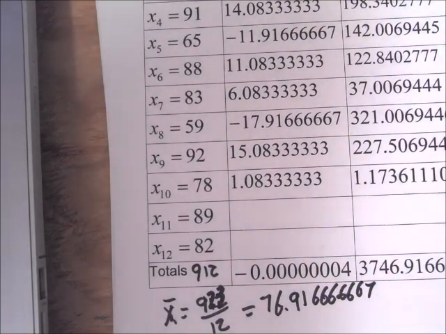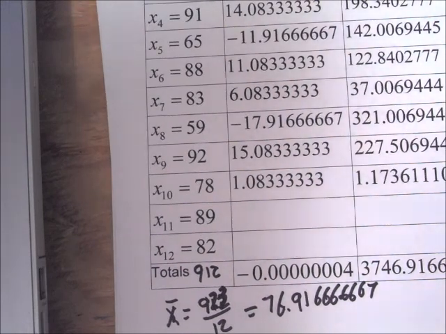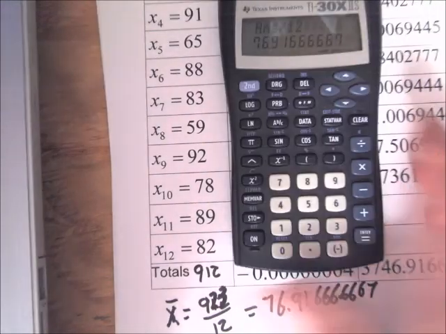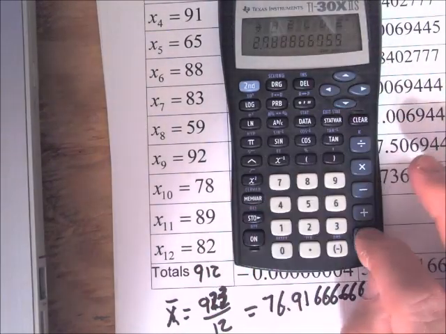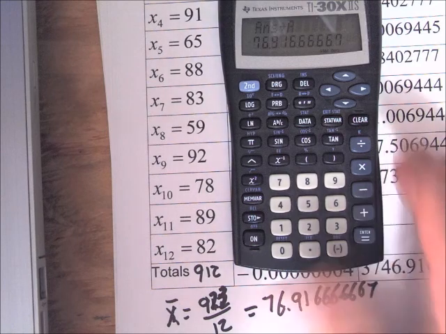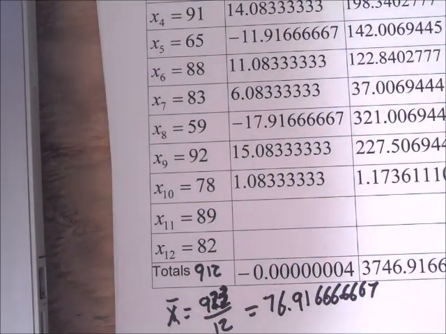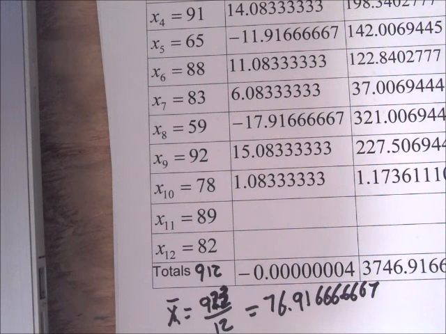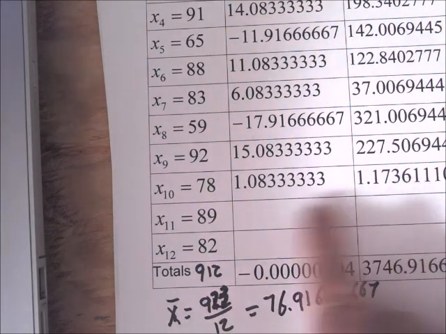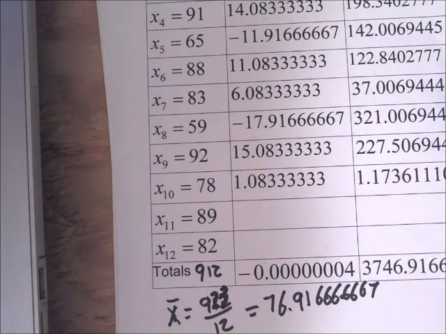Okay. So let's store this in memory. Do store and then equals, so it goes into memory A. Okay, so I filled out the table except for the bottom 2 rows. So let's do the bottom 2 rows.